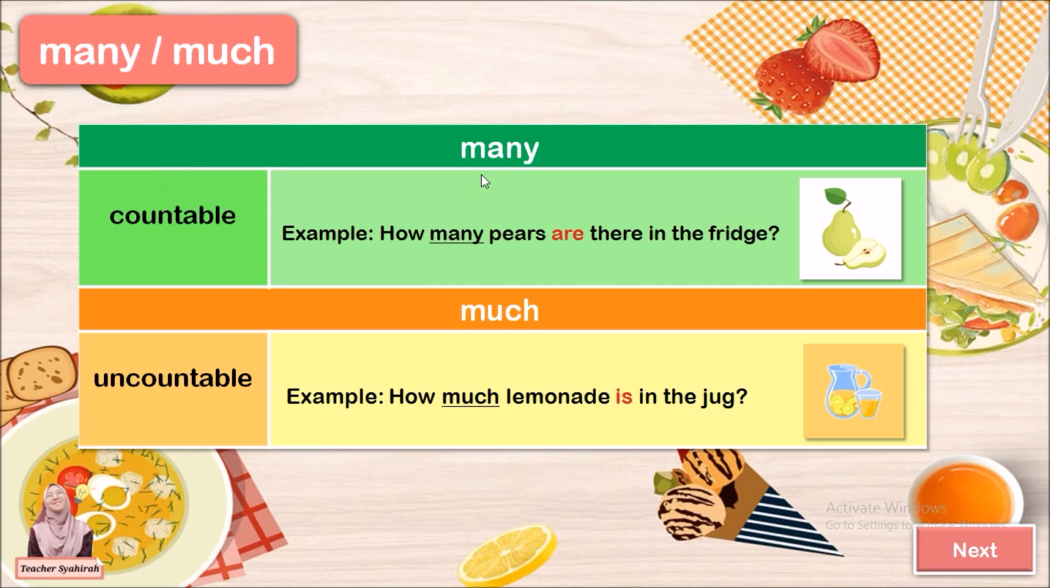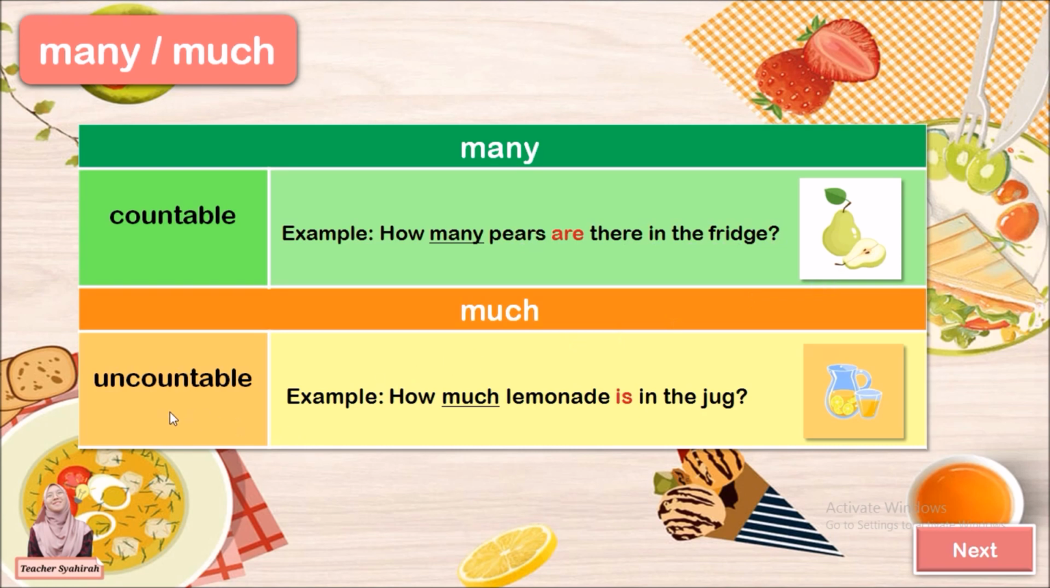So, when do we use many? We use many when the noun is countable. Benda tu countable, benda yang boleh kira, kita guna many. For example, many pears, many strawberries, many plates, many lemons, many bowls. Okay, benda yang kita boleh kira, kita guna many. For example here, how many pears are there in the fridge? Okay, sebab pear ni benda yang kita boleh kira kan. Jadi kita guna many. How many pears? Okay, remember if you use many, you have to use are. Kalau dekat dalam soalan tau kena guna are. Okay, how many pears? Sebab benda ni boleh kira.